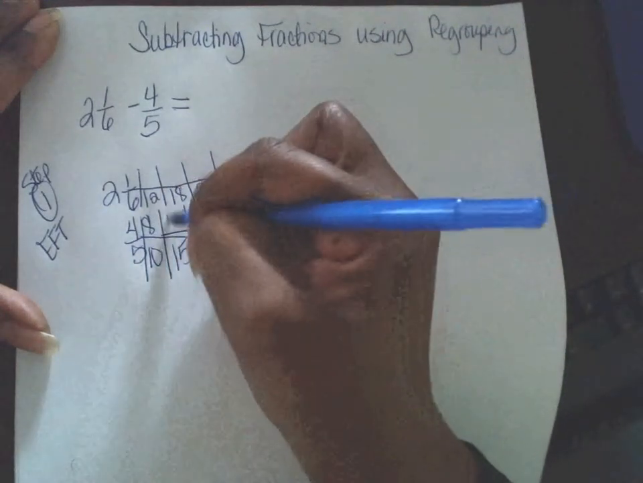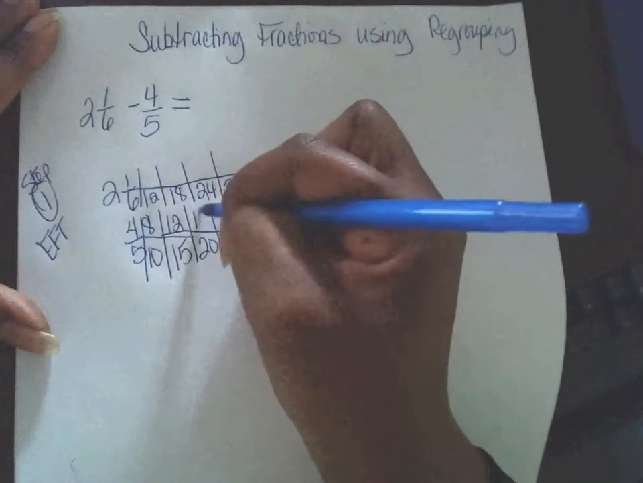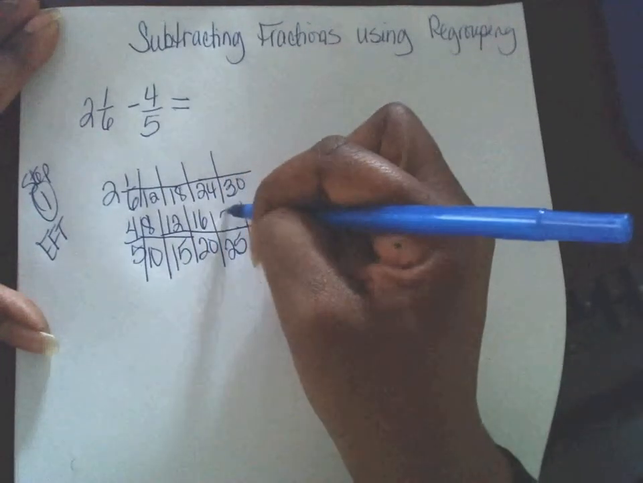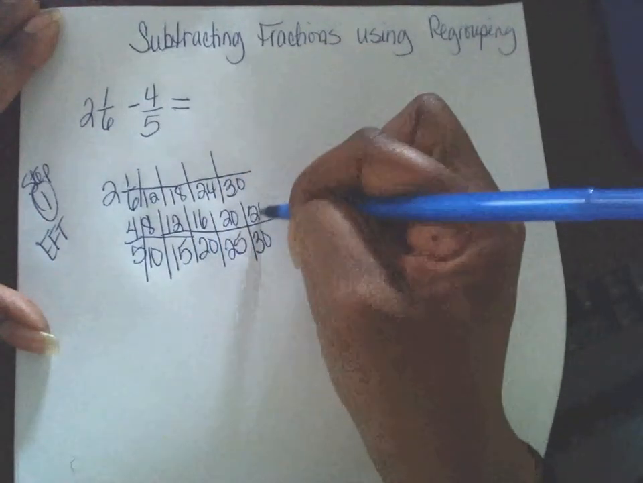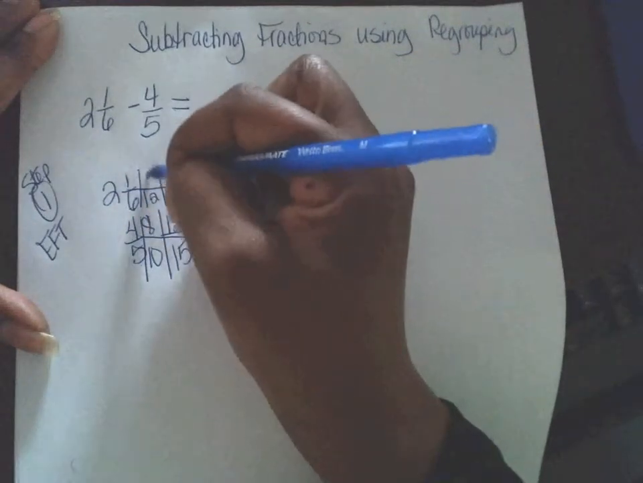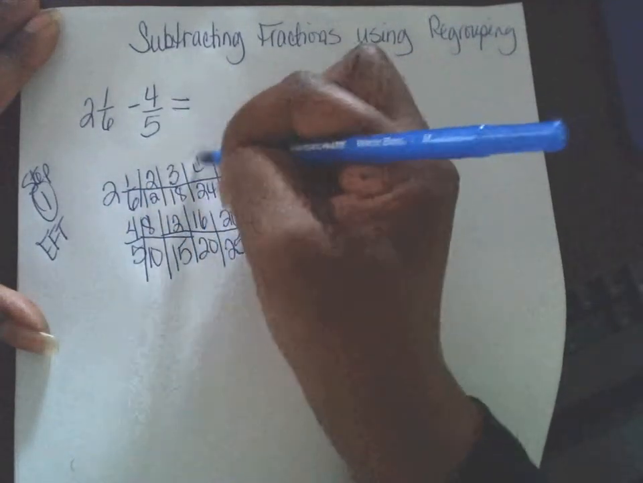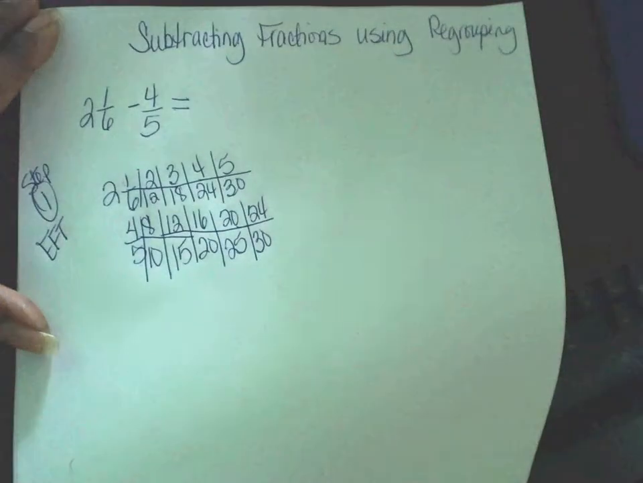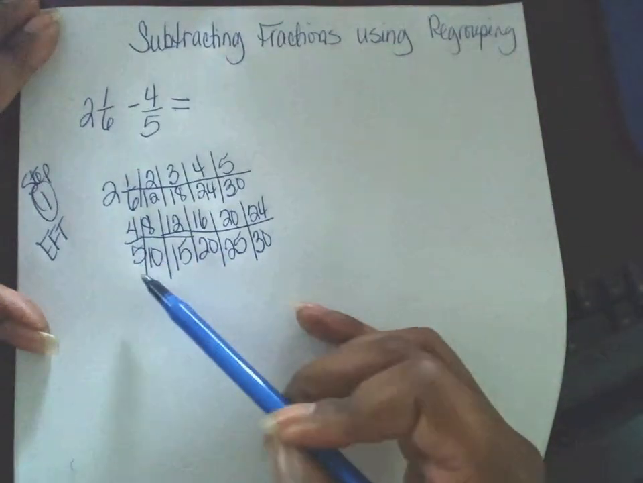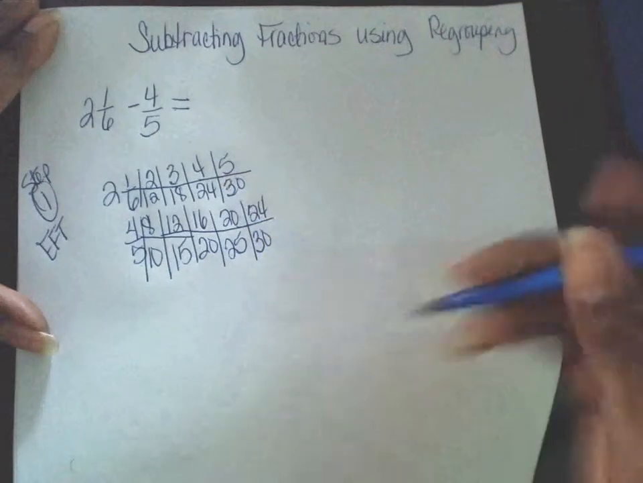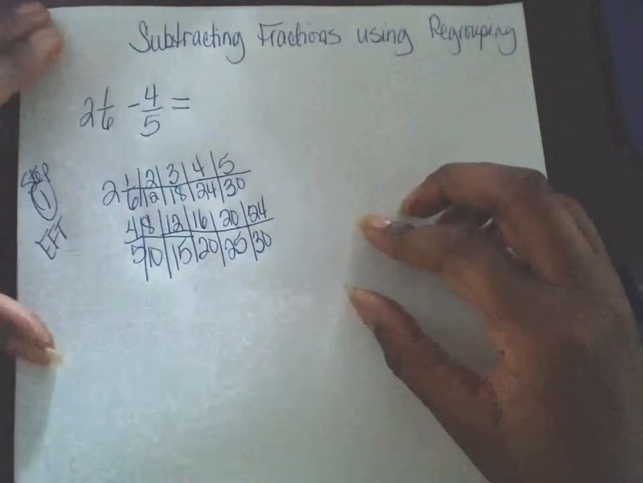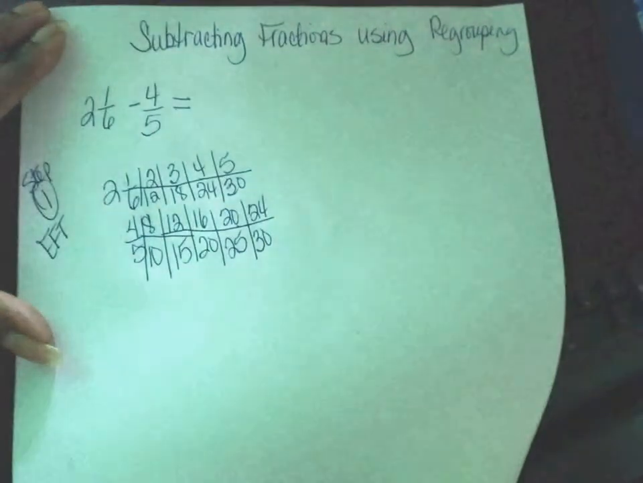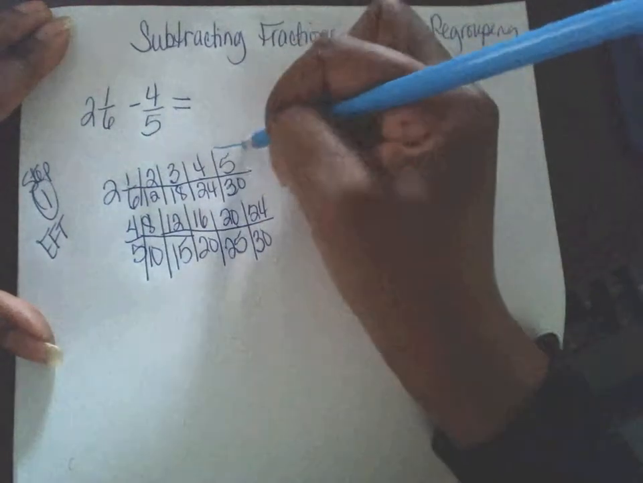So 4, 8, 12, 16, 20, and 24. And this is 1, 2, 3, 4, 5. So basically you're skip counting by whatever the numerator is. You're also skip counting by whatever the denominator is for both problems. Now we have our equivalent fractions. Okay, so I'll just box my equivalent fractions.